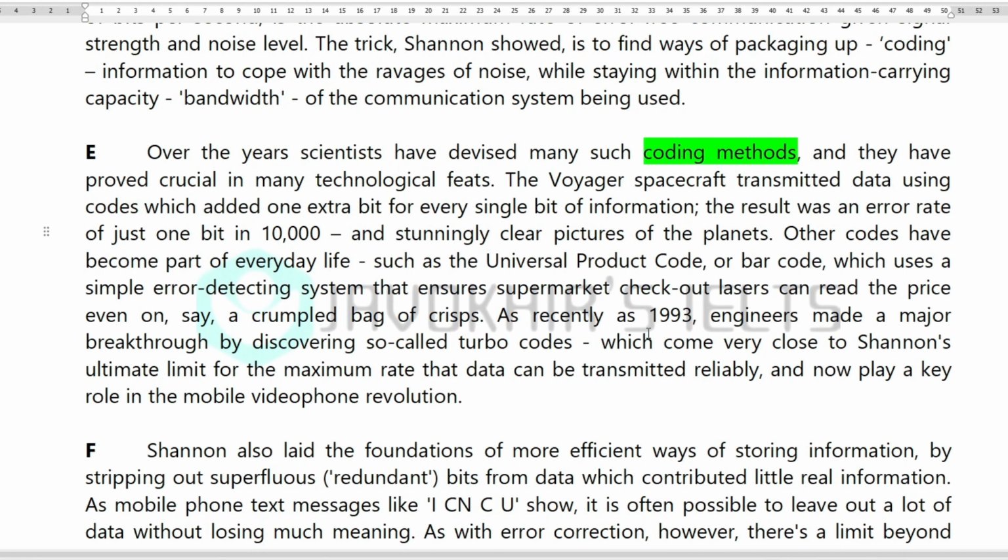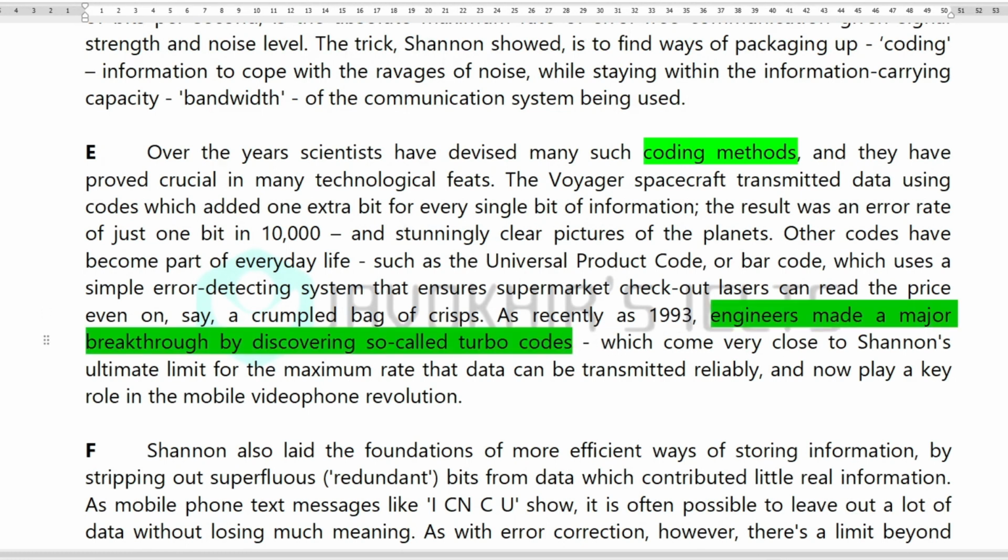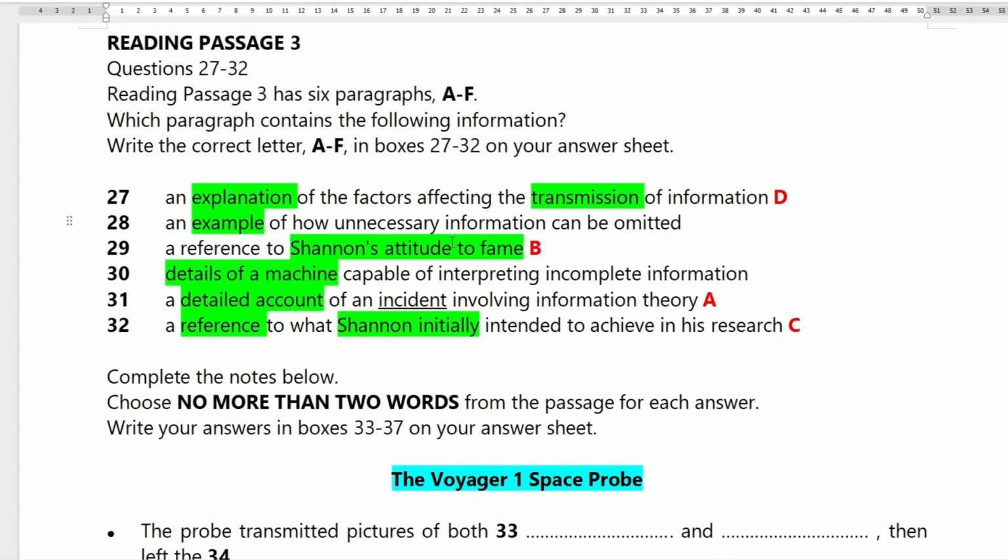As recently as 1993, engineers made a major breakthrough by discovering so-called turbocodes. So I want to highlight this. I just kind of love this expression, which comes very close to Shannon's ultimate limit for the maximum rate that data can be transmitted reliably, and now plays a key role in the mobile video phone revolution. An example of how unnecessary information can be omitted. Is that what we're searching for, or not?